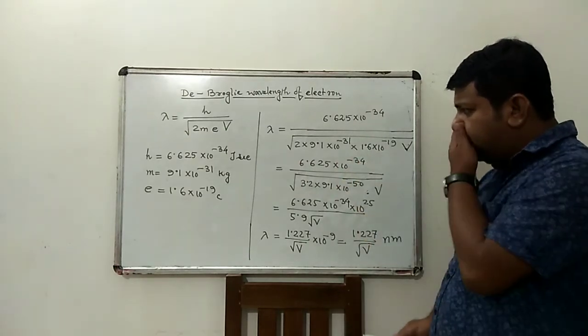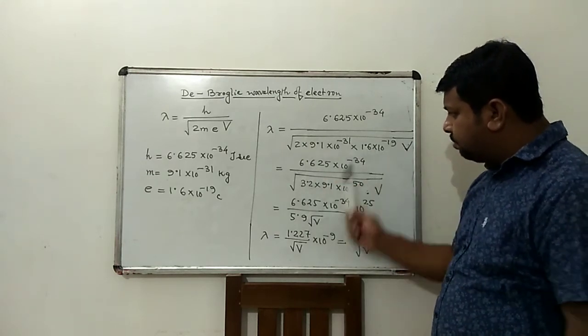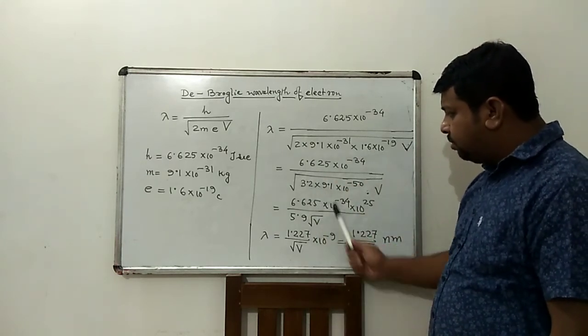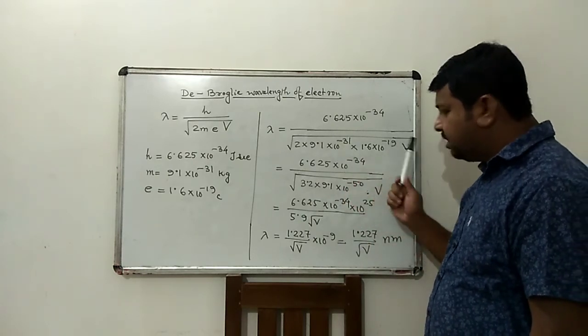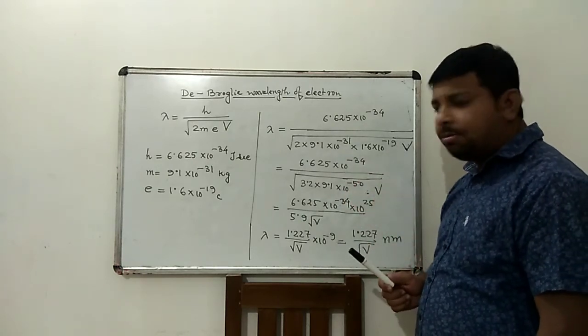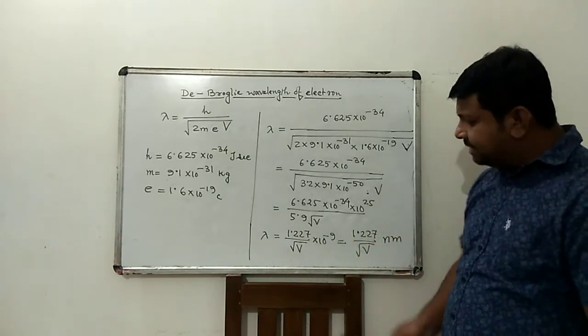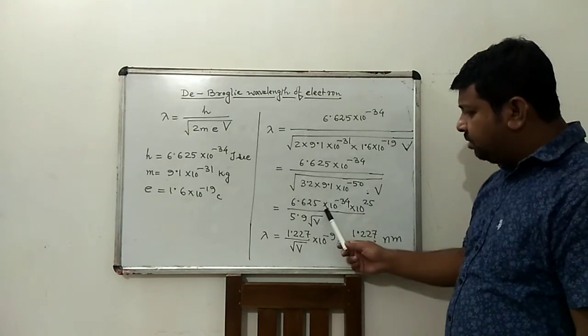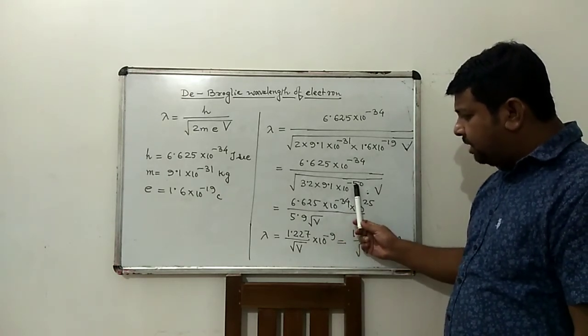Already we know, so this is 2 into 9.1 into 10 to the minus 31 into 1.6 into 10 to the minus 19. Then we get 2 into 1.6, that is 3.2, and 9.1, 10 to the minus 31, 10 to the minus 19, so minus 31 minus 19 will be minus 50, and into V. Next, 6.625 into 10 to the power minus 34. Next, this will be 10 to the minus 50.